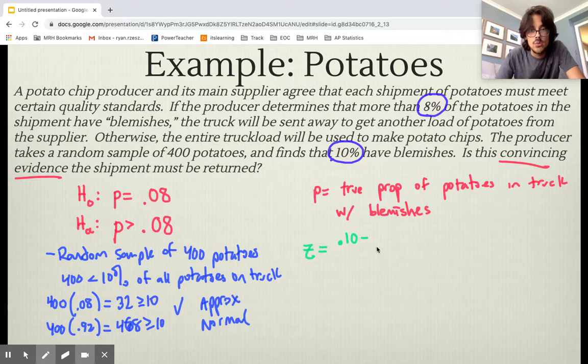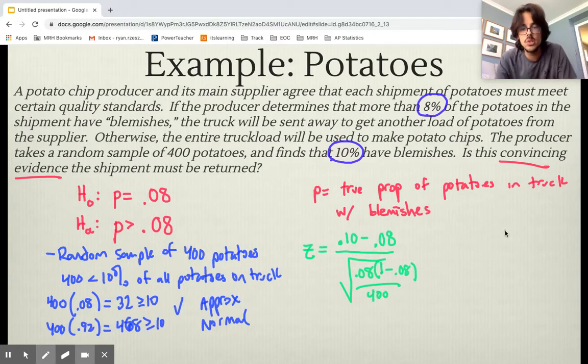Minus my value from the null that I was supposed to get, which is 0.08, over my standard deviation. And I'm going to do that with my H0 value plugged in. So 1 minus 0.08 over a sample of 400. And I would just calculate what that is going to equal. So I have 0.08 times 1 minus 0.08, over a sample of 400. When I do that, my top is 0.02.